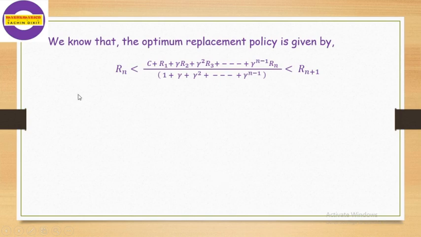Now we know that when there exists a money value, the optimum replacement policy is given by: Rn is less than (C plus R1 plus gamma R2 plus gamma square R3 and so on up to gamma raised to n minus 1 Rn) divided by (1 plus gamma plus gamma square up to gamma raised to n minus 1), which is less than Rn plus 1. This can be shortly written as Rn is less than Fn divided by the summation of gamma raised to i minus 1, i varying from 1 to n, less than Rn plus 1. Equation number 1. That is our replacement policy.